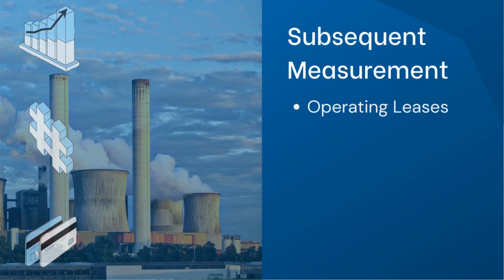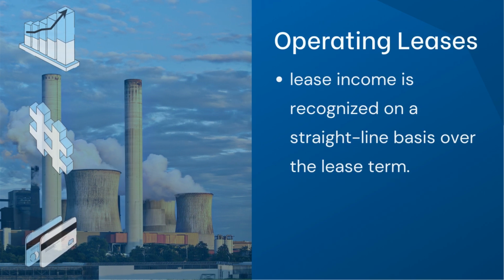On the other hand, operating leases follow a different approach. The lessee recognizes a single periodic lease expense on a straight-line basis over the lease term. This expense includes both interest on the lease liability and amortization of the right-of-use asset.